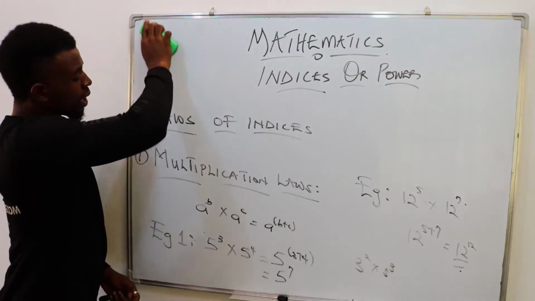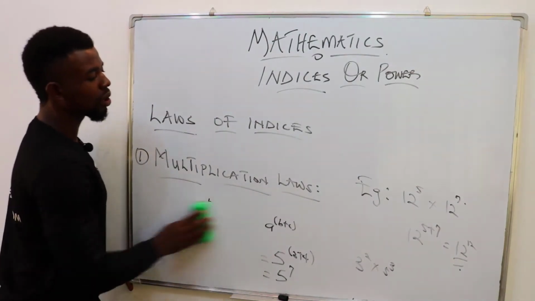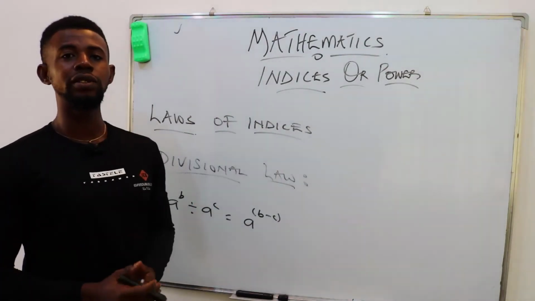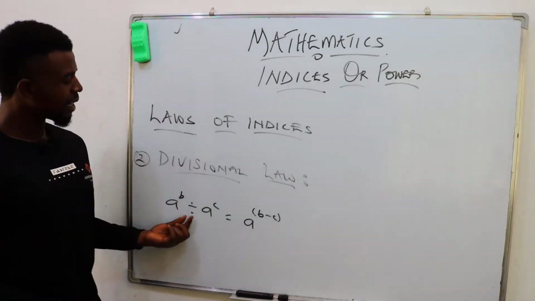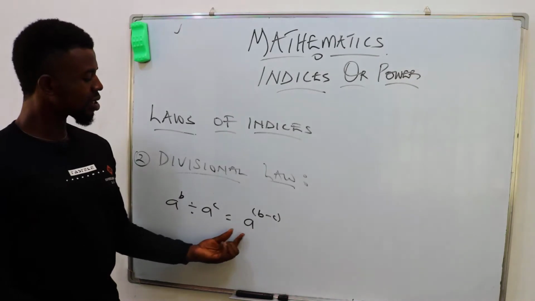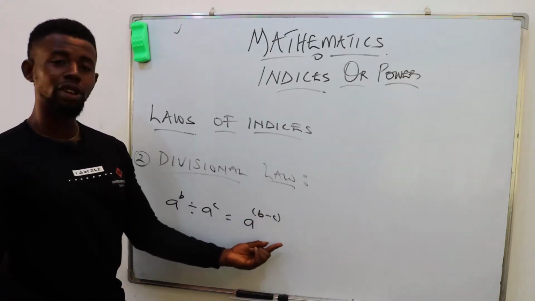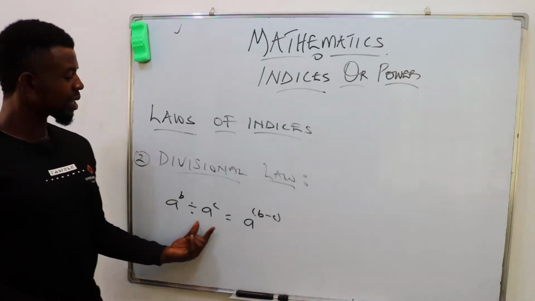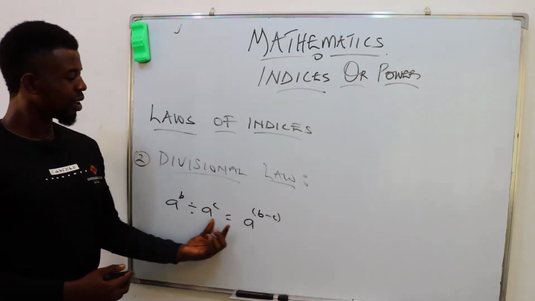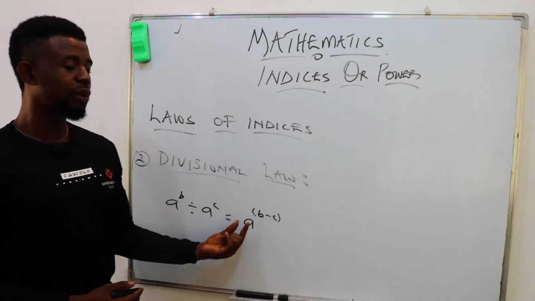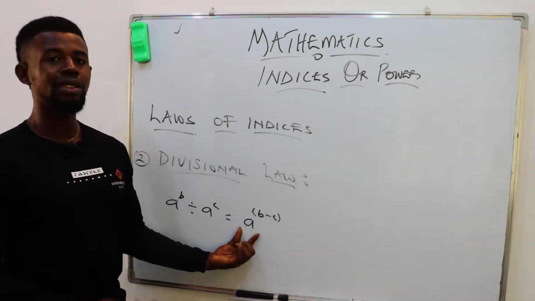So the next law we'll be looking at is what we know as our divisional law. Now what does this divisional law tell us? It tells us that a raised to the power b divided by a raised to the power c is equal to a raised to the power b minus c. So if I have two initial expressions of the same base dividing each other, the solution is equal to the difference of the two powers, maintaining the base.